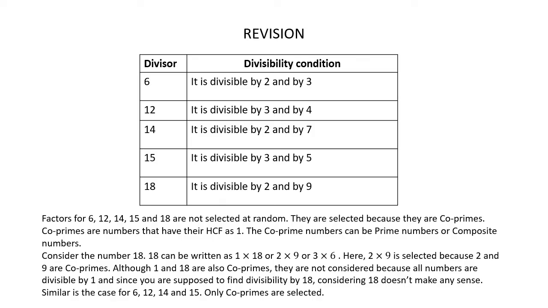Similarly, when you consider the number 15, the factors for 15 are 1 multiplied by 15 or 3 multiplied by 5. But we will not consider 1 multiplied by 15. 3 multiplied by 5, 3 and 5 are coprimes. So, the numbers 3 and 5 are considered for divisibility of 15.